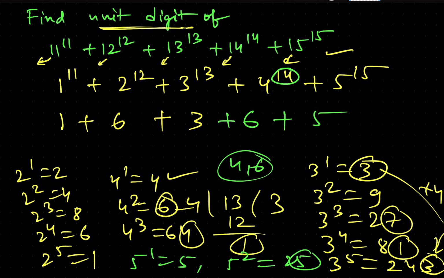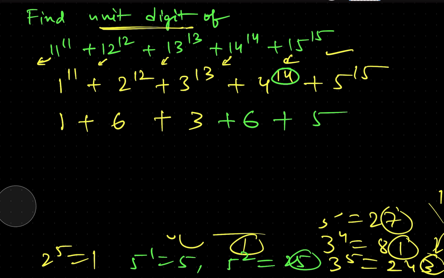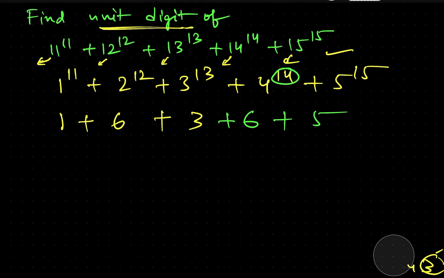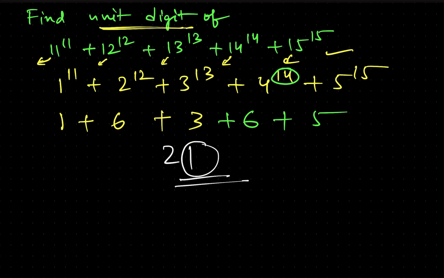Now it has become very easy. We just have to see the repetitions that occur. So 1 plus 6 is 7, 7 plus 3 is 10, 10 plus 6 is 16, 16 plus 5 is 21. So 1 is the answer, 1 is at the unit place.